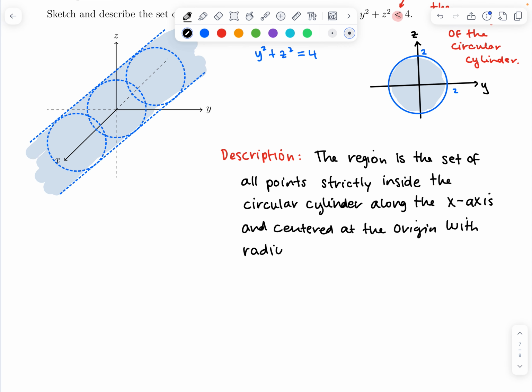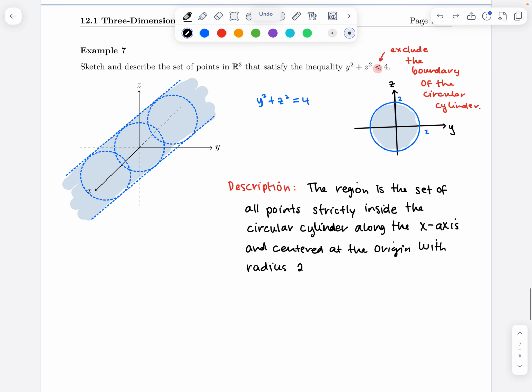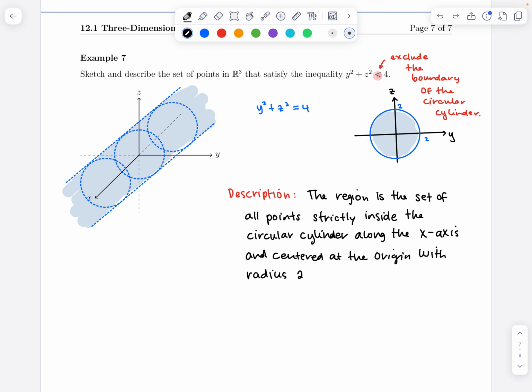Anytime you have a circle in play, you should describe where it is centered and what its radius is. And if you have a cylinder, you should describe what axis it lies along in your description, just to be clear. And again, this strictly inside corresponds to the fact that I was not including the boundary, because this was a strictly less than 4 inequality. And that's the solution.